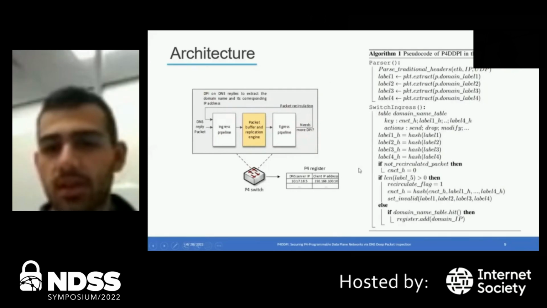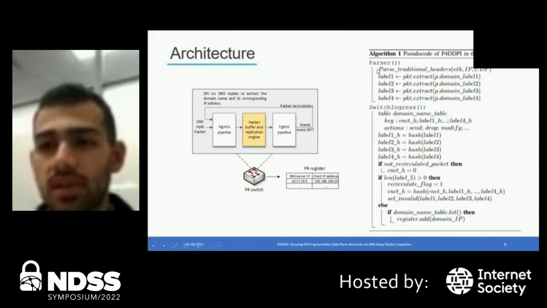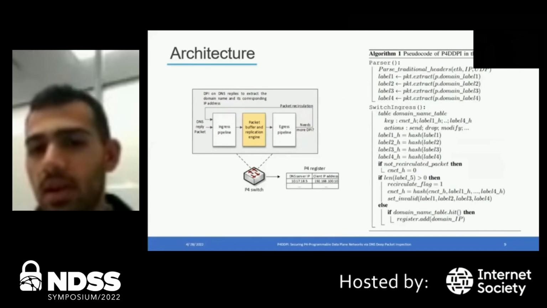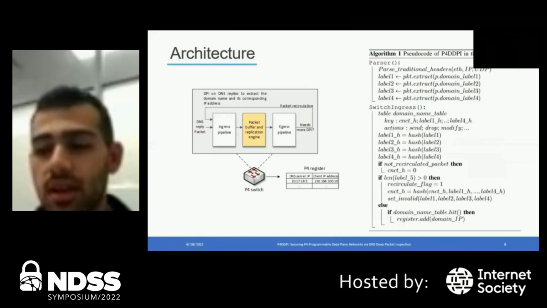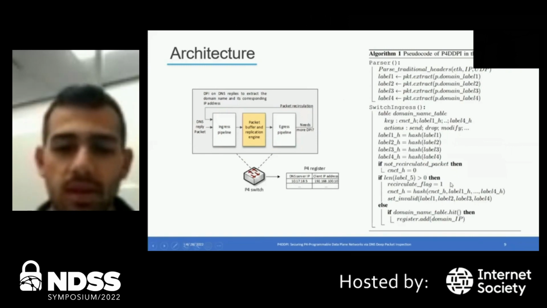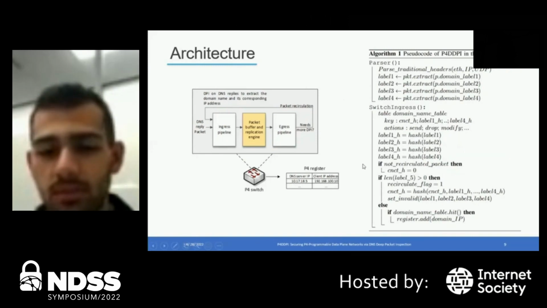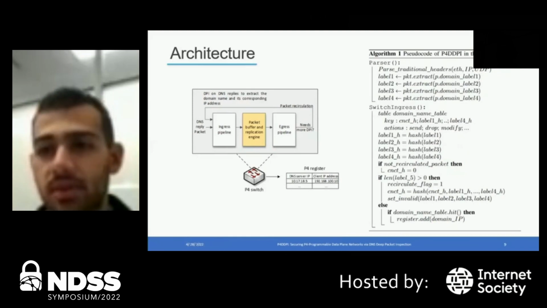And this is our architecture and the algorithm that we followed. As mentioned earlier, for every packet recirculation, we only parse 4 labels. We hash them, so we don't match on the label itself, but rather we match on the hash, to overcome some hardware limitations. And then we keep recirculating and sending the concatenation of the hashes until the whole domain name is parsed.